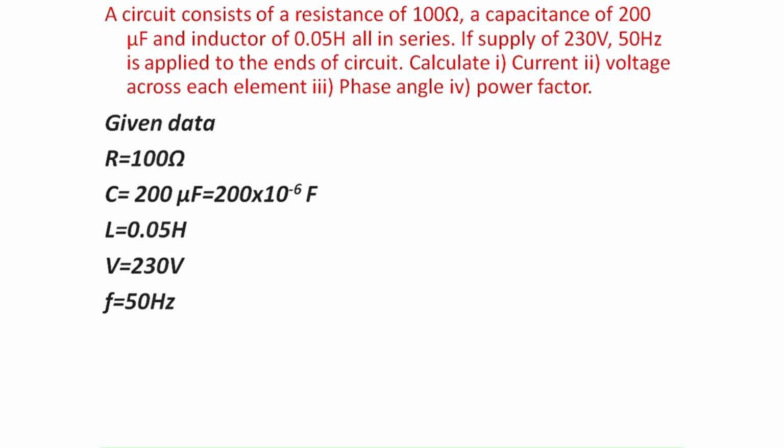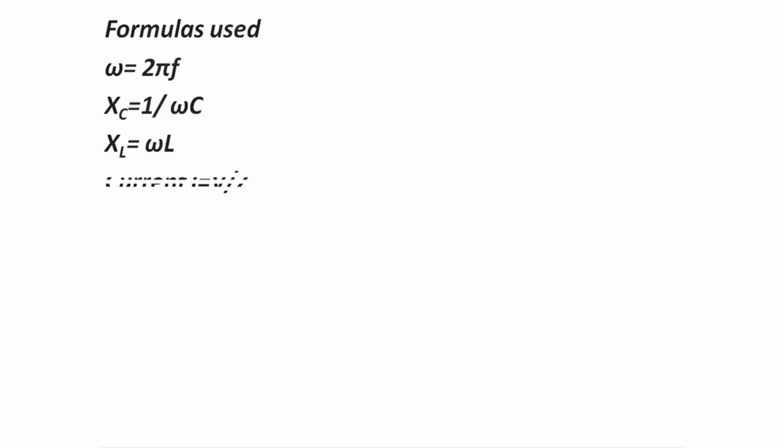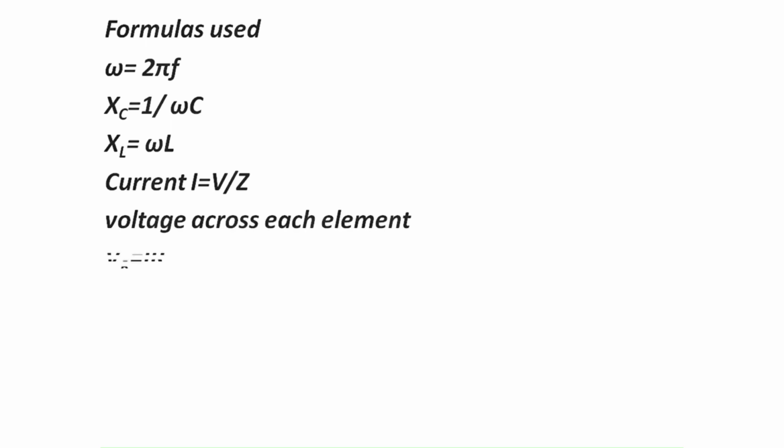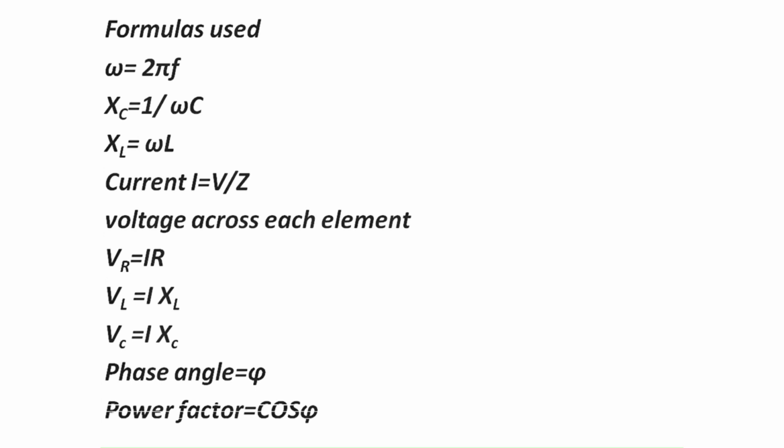First, you need to find out the value of current. Current formula I equals V by Z. Since we don't know the value of Z, by using the formula Z equals R plus j(XL minus XC), where XL is called inductive reactance, XL equals omega L and omega equals 2 pi F. By using the formula omega equals 2 pi F, first we need to find omega, then XL.